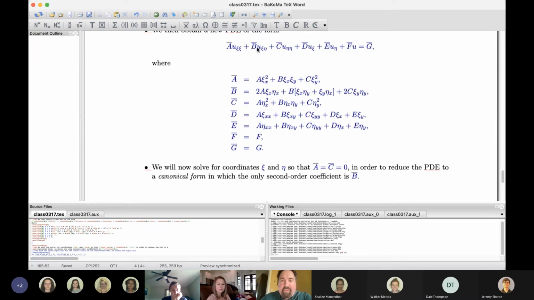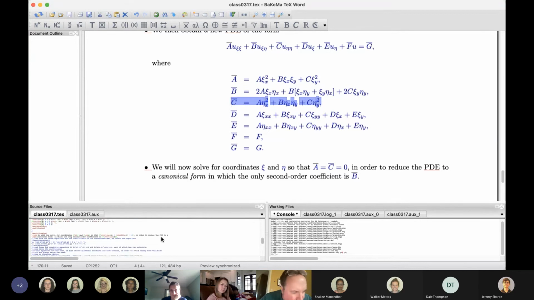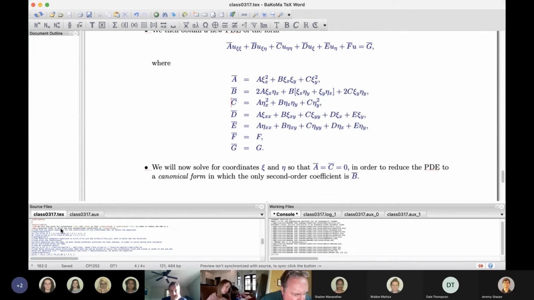Because, for example, if the PDE is u_ξη equals 0, I know how to solve that. We did solve it to get D'Alembert's solution formula. So how can we choose ξ and η to force these coefficients, A bar and C bar, to be 0? So if I set A bar and C bar equal to 0, then I get these equations.